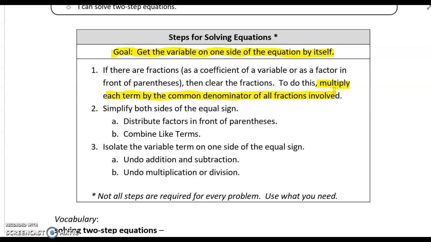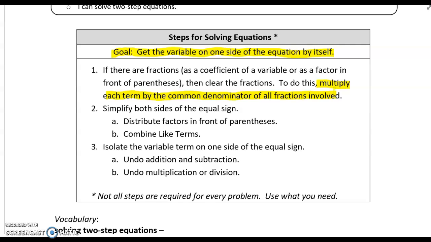Next, you're going to simplify both sides of the equal sign, meaning you're going to distribute to get rid of parentheses, and then you're also going to combine like terms. So again, we're looking at both the left and right side of the equal sign, looking to simplify. That means to distribute where we have parentheses, and to combine like terms.